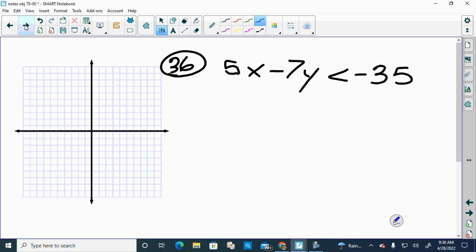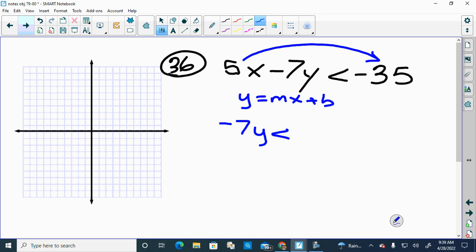Okay, so we want to solve to get y by itself. To get y by itself, I need to move that 5x over to the other side because it's supposed to be on the right side of the inequality. When I move it over to the other side, it's going to change from a positive to a negative. I'm writing what's left in the spot that it's supposed to be in. And that just means that we shift that -35 over. Okay, so we're starting to get it into that format.